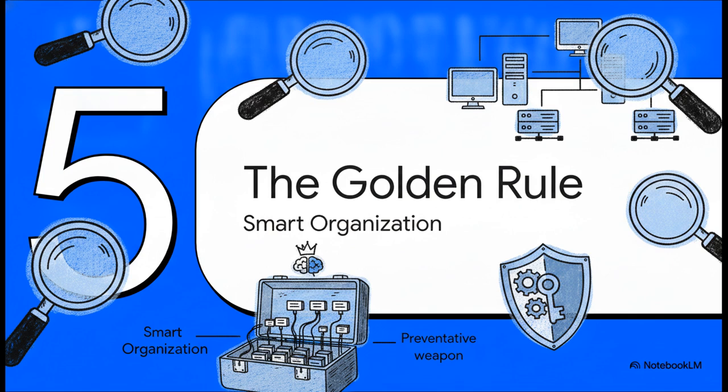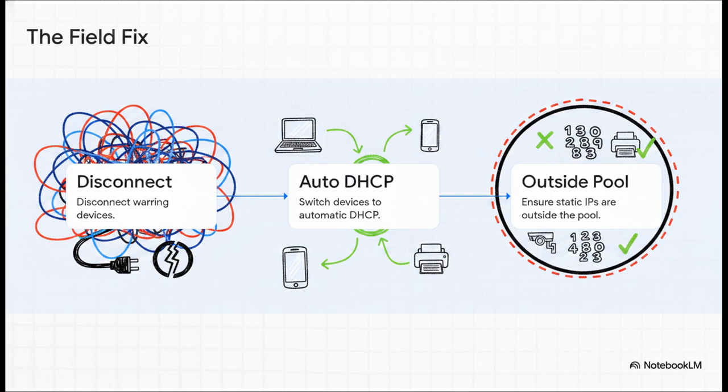We call it the Golden Rule, smart organization. Here are your exact tactical steps to fix an identity clash and bulletproof the network. First up, disconnect the warring devices, just to stop the immediate conflict. Second, switch them back to automatic DHCP so they can grab fresh, clean addresses from the router.